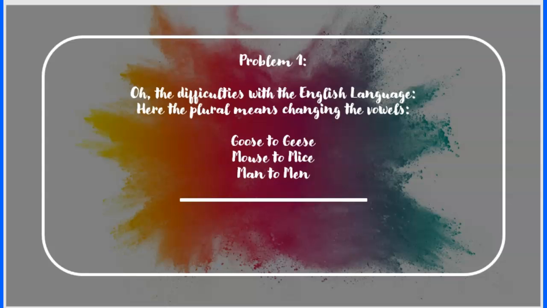So problem number one, and we've talked about the difficulties that foreign students have with learning the English language. There's just about a rule for everything. And so here would be one of the problems that they would encounter. Now, these are things you've grown up with. You learned from your parents and other adults how to pluralize things.